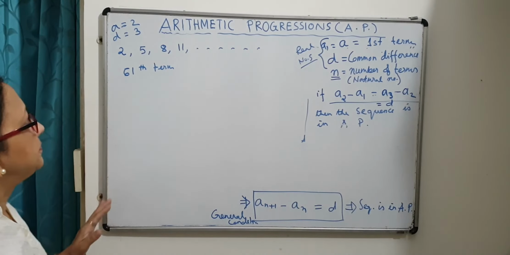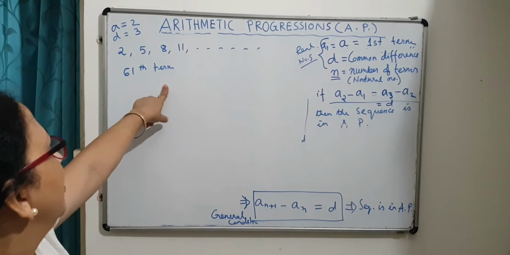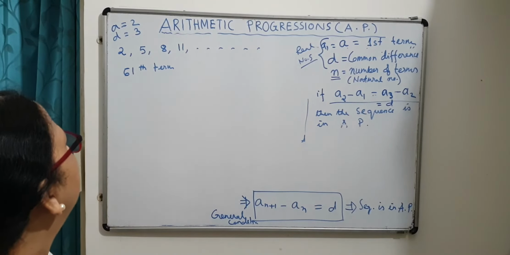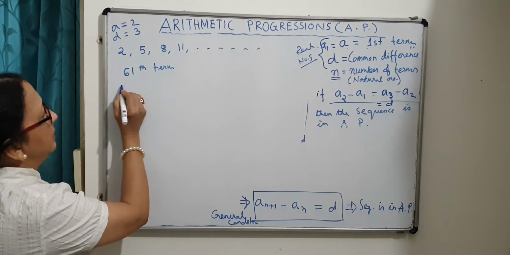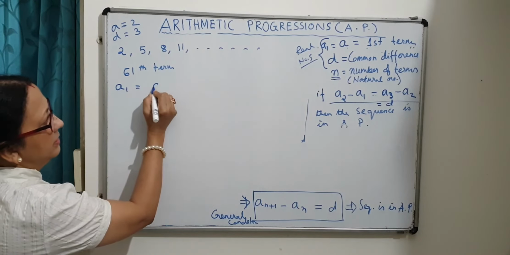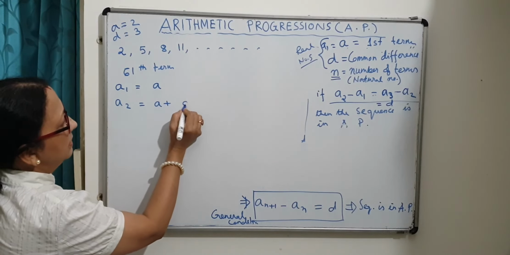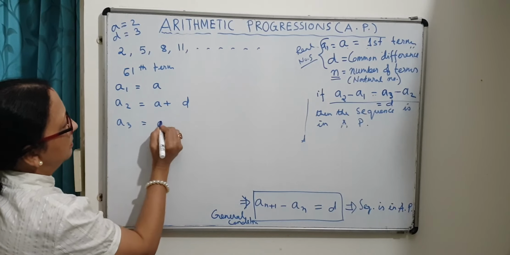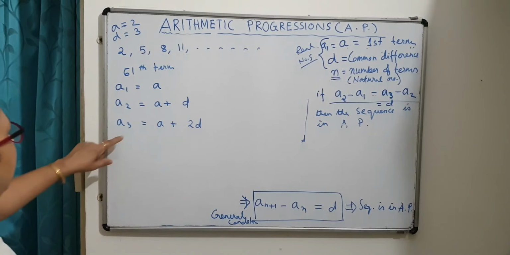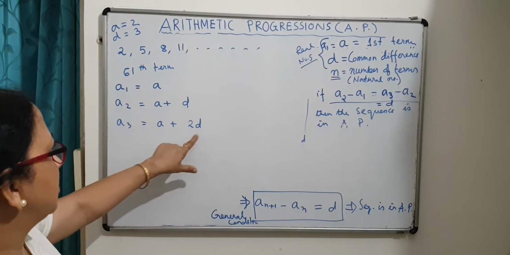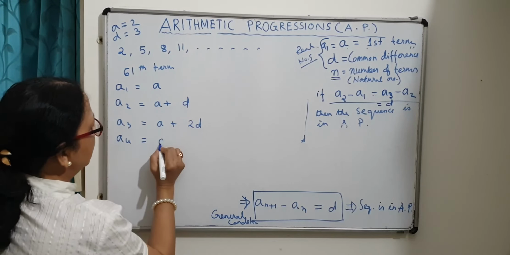So for this kind of situation we need some formula, so that I can find it directly. Let us derive the formula first. The first term in the AP sequence is a. So a2 is a plus d. a3 is a plus 2d, because I'll be adding d. So a3 is a2 plus d, so a plus d plus d, a plus 2d. Then a4 will be a3 plus d, so it is a plus 3d.